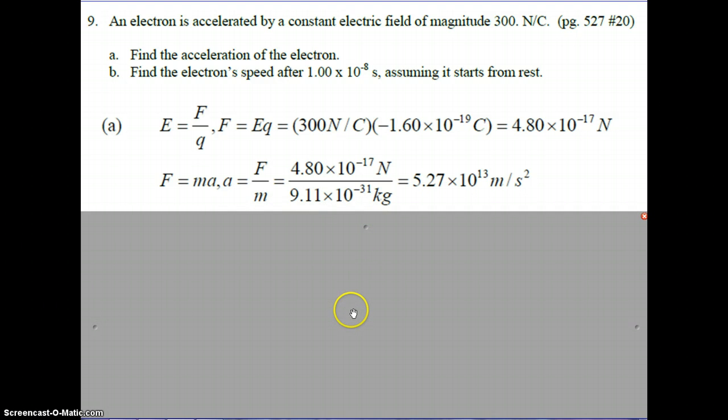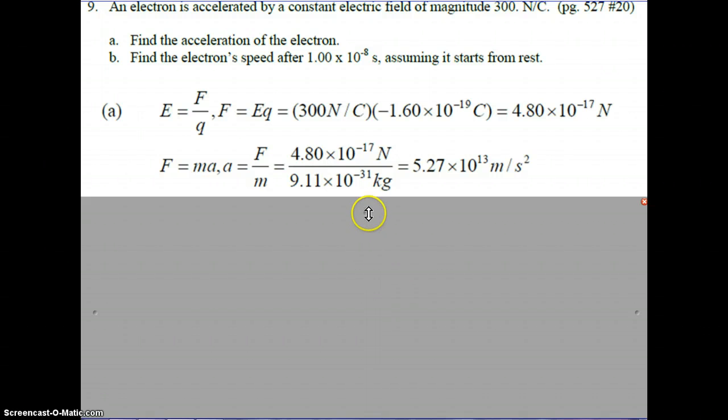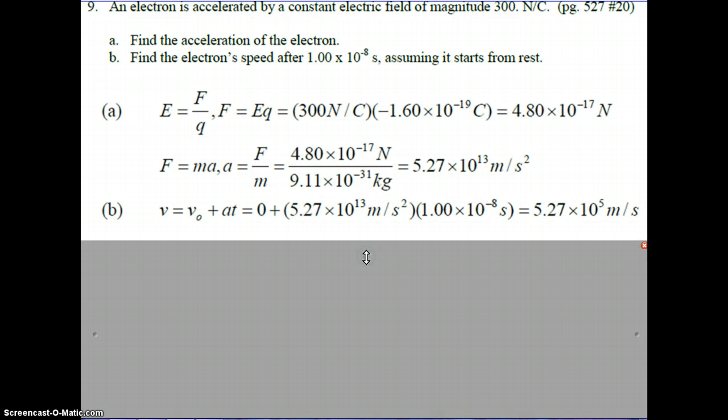Taking the magnitude of the force and dividing by the mass of an electron, which is 9.11 times 10 to the negative 31 kilograms, we get an acceleration of 5.27 times 10 to the 13th meters per second squared. We now take that acceleration. We're looking for the final speed of the electron, assuming it starts from rest, so we know its initial velocity is 0. The best kinematics choice would be v equals v0 plus at. The initial velocity is 0, the acceleration we calculated times the time, and that gives us an answer: 5.27 times 10 to the 5th meters per second.